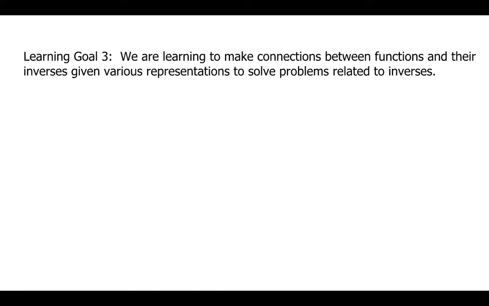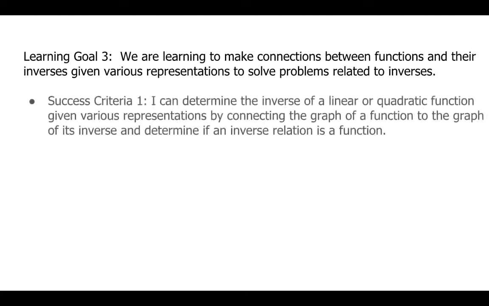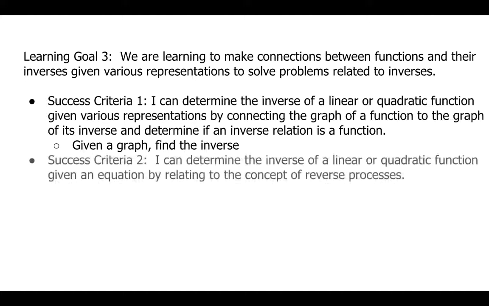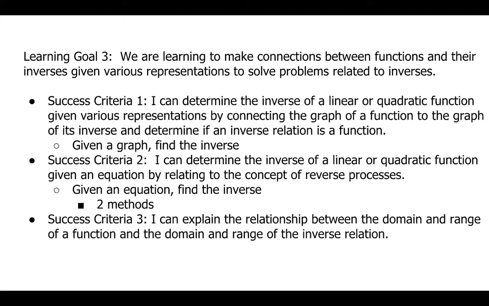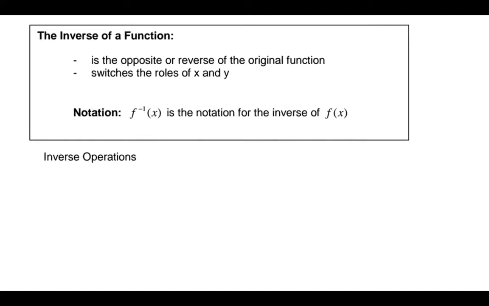In learning goal 3, we're learning to make connections between functions and their inverses. They're given representations to solve problems related to inverses. First success criteria is finding the inverse given a graph. So could use a linear or quadratic graph or also just points on a graph and connect the graph to the inverse. And then success criteria 2 is if you're given the equation, you find the inverse. And there'll be 2 methods that we're going to talk about for that. And success criteria 3 is the relationship between domain and range and the domain and range of the inverse.